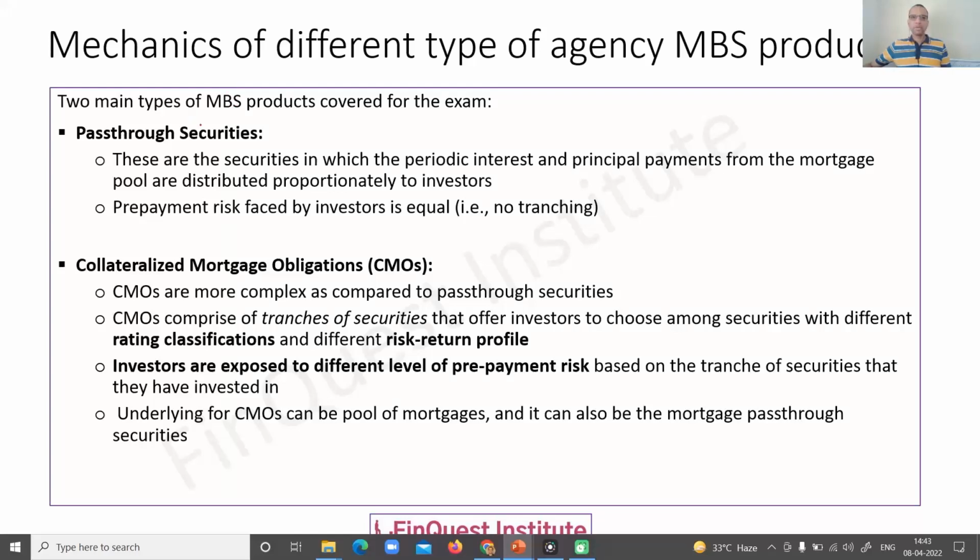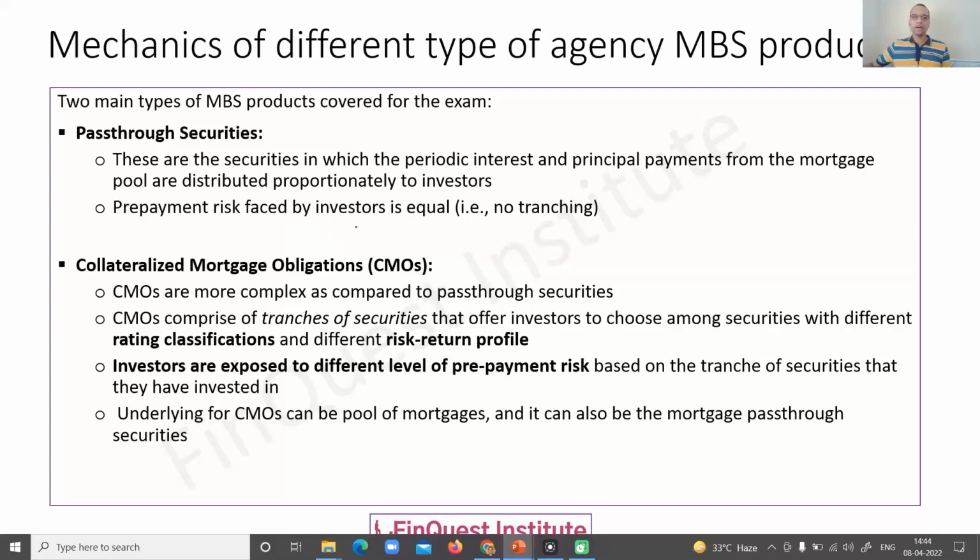Main categories. So one is pass-through securities. These are the securities which pay out periodic interest and principal payments from the underlying loan pool, and it's distributed to the investors who are holding these pass-through certificates. Now, the thing is the prepayment risk, which we have been discussing for some time now.